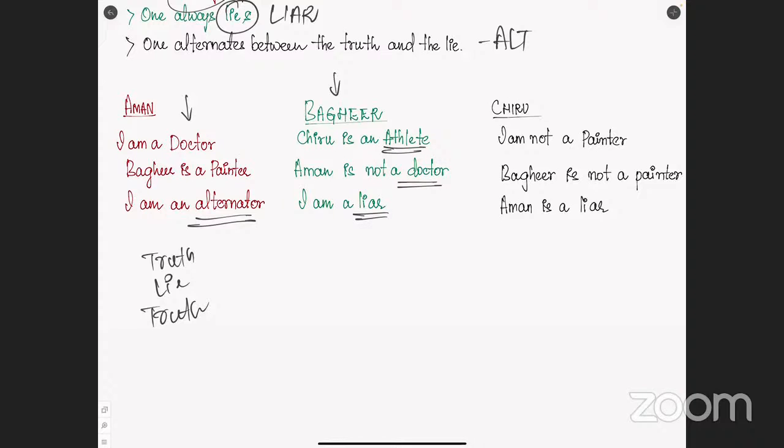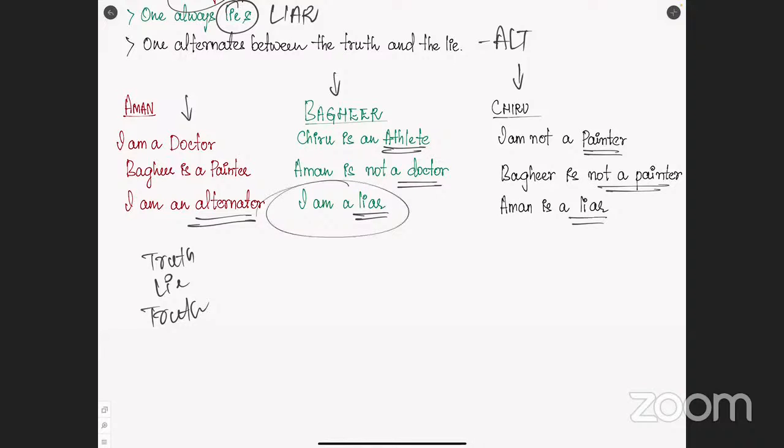In fact, Baghir doesn't say anything about him being a painter. He could be or he may not be the painter. Then we have Chiru who says, I am not a painter. Okay. Baghir is also not a painter and Aman is a liar. Now, the important aspect for us is this part.